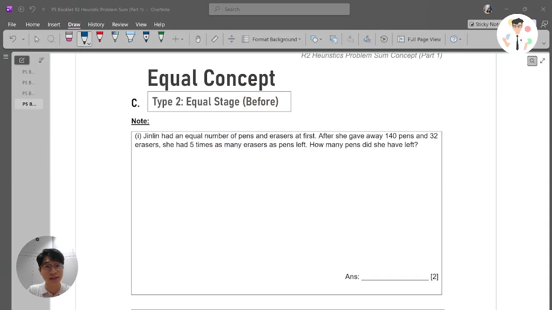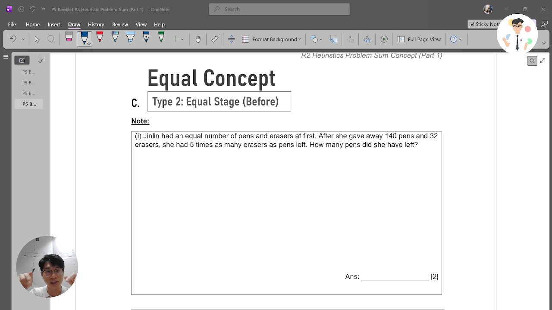Welcome back to digital class, and now we're looking at equal concept type 2, which is equal stage before. As you know, equal concept basically means that there's something given to you to be equal. It can be a situation before, it can be a situation after. So type 2 is what happened before. It means that before they are the same, then later on do something, then become different. That is basically type 2.